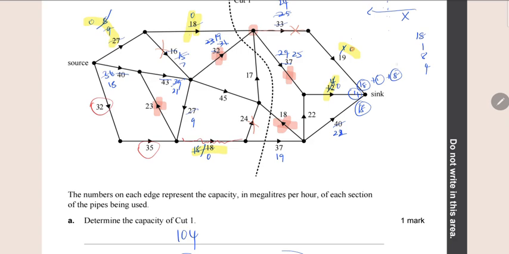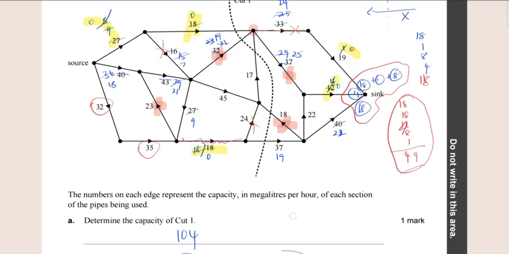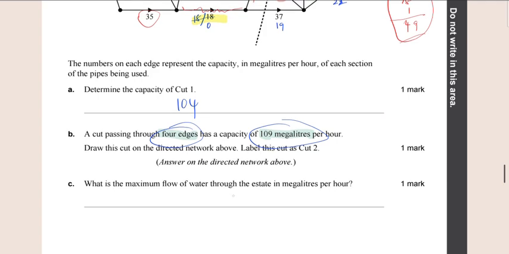Now if we added all these values, which is these, we would get 49, and that is the answer to this question, part C, which asks you for the maximum flow.